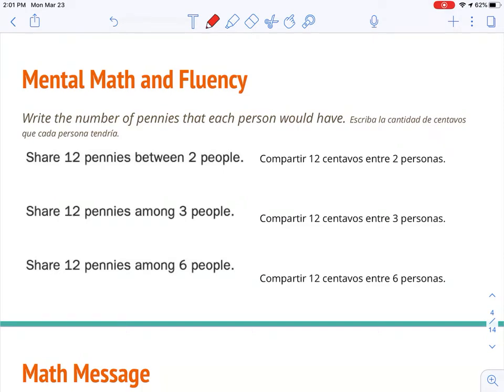So take a minute, pause the video if you need some more time, and solve these 3 problems. Share 12 pennies between 2 people, 3 people, and 6 people. I'm going to go ahead and start working through it, so pause the video if you need some time.